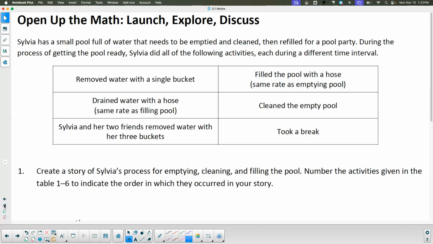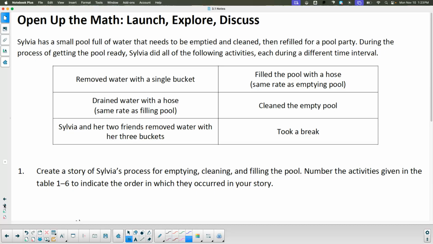She removed the water with a single bucket. She drained the water with a hose. She and her 2 friends removed water with 3 buckets. She filled the pool with a hose. She cleaned the empty pool, and she took a break. Okay? So she did those 6 things. You now need to create a story for her process of emptying, cleaning, and filling the pool. You have to use all 6 of these things in your process.